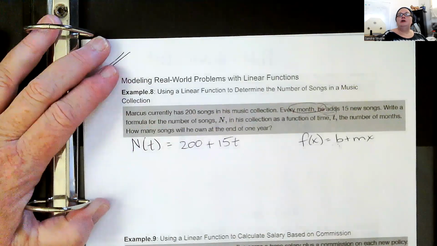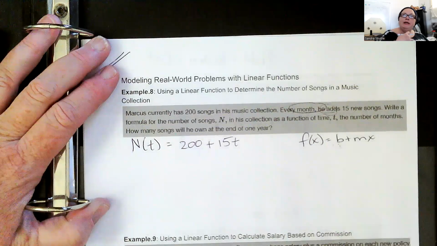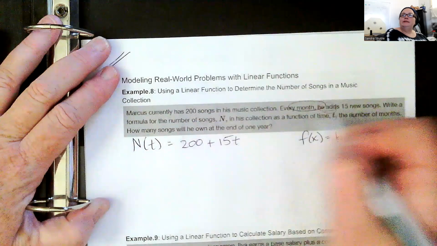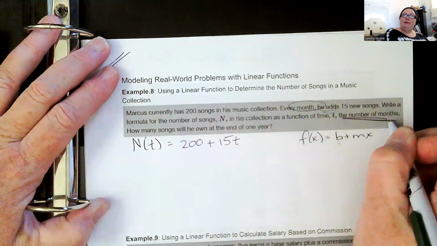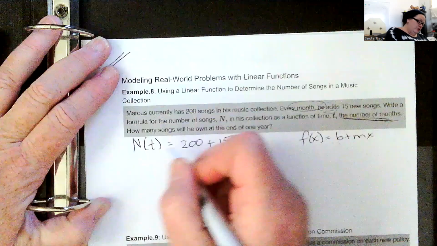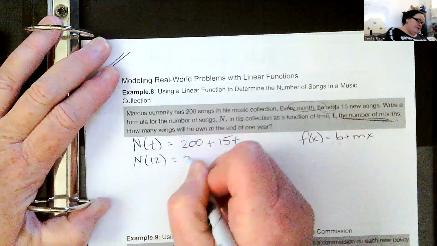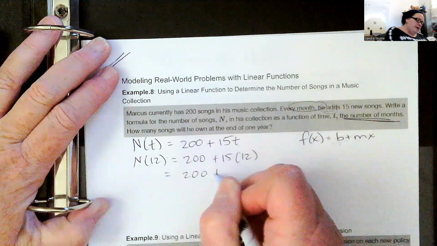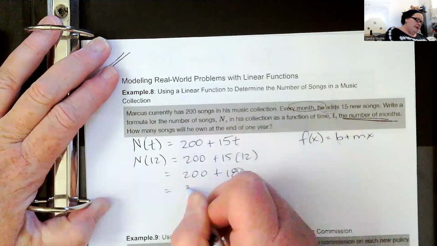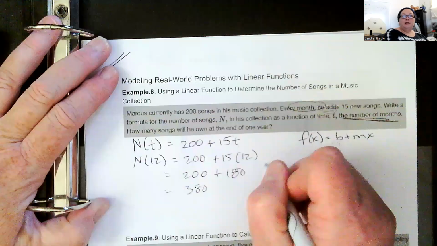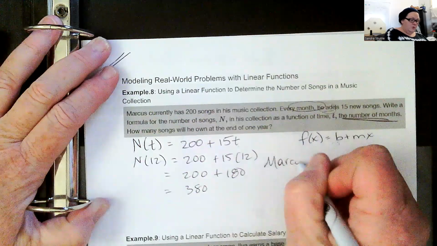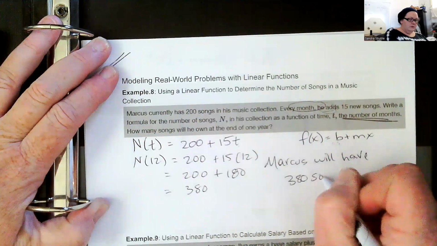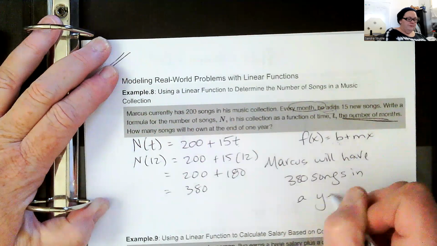The question is, how many songs will he own at the end of the year? Well, you can't answer this if you just plug in 1. You have to know what the t is representing, and t is just the number of months. How many months are in a year? 12. So he's going to go 12 months. How many songs will he have? So that's 200 plus 180 is 380 songs. So Marcus, let's answer the question. Marcus will have 380 songs in a year.